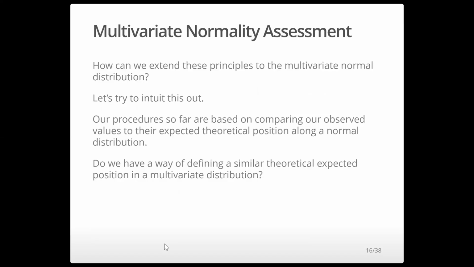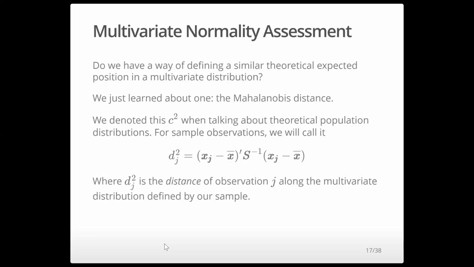So how can we extend these principles to multivariate normality, or the multivariate normal distribution? Let's think this out. Our procedures so far are based on comparing observed values to their expected theoretical position along a normal distribution. That's what we did for the univariate case. Do we have a way where we could define a similar theoretical expectation for the multivariate distribution? And this is, in fact, exactly what we spent the first video talking about.